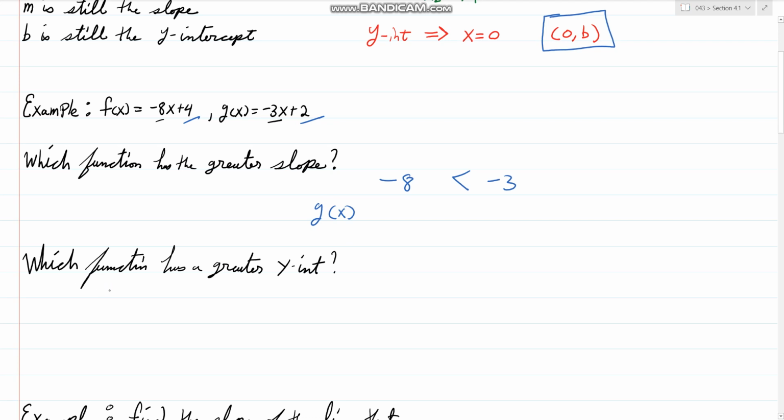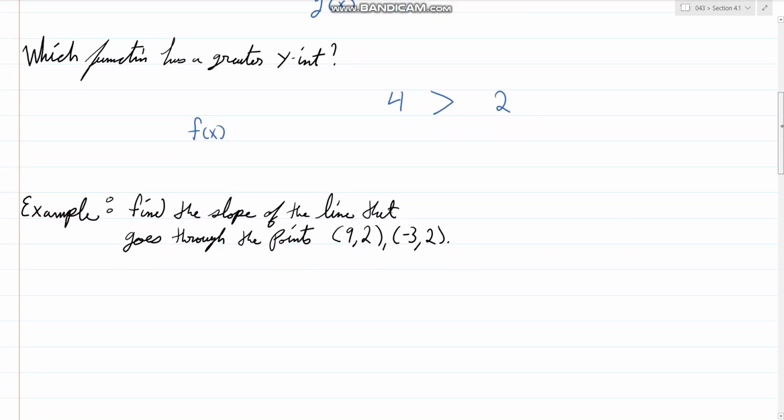For the second part, which function has the greater y-intercept? We have 4 and 2, and we want to compare this. Well, 4 is greater than 2, so I would say that f of x would have the greater y-intercept, okay? And we're just kind of comparing functions. There's nothing special about g of x or that notation. It's just we use g of x when we're talking about another function. So this is just another line. Sometimes we might use h of x as well.